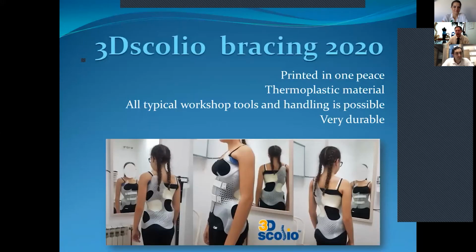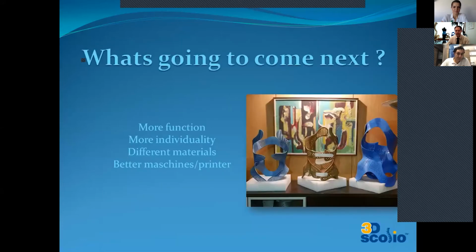Nowadays, all our braces are printed in one piece. We have the thermoplastic material. It's a polypropylene mix. And the most important thing, everything is normally possible: grinding, polishing, heating up, reshaping if something is not optimal. And the braces are very durable. Even after 16, 18 months, we have not seen any kind of breaking or material fatigue.